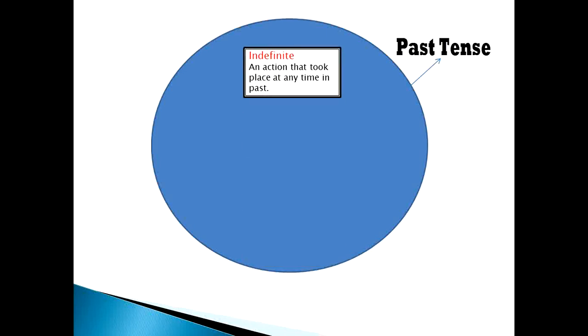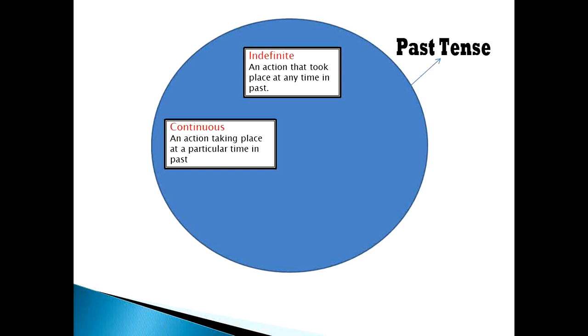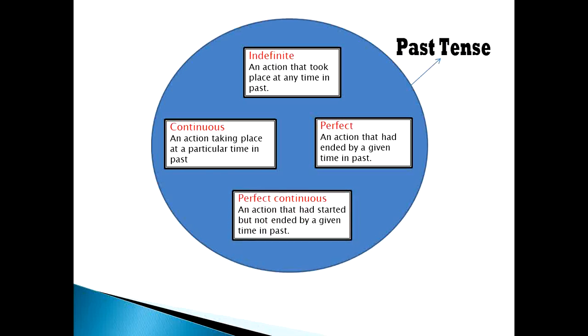For all those actions that took place at any time in past, indefinite aspect is used, and for all those actions that were taking place at any particular time in past, continuous aspect is used. Perfect is used for all those actions that had ended by a given time in past, and perfect continuous is used for all those actions that had started before a given time in past and had not ended by then.